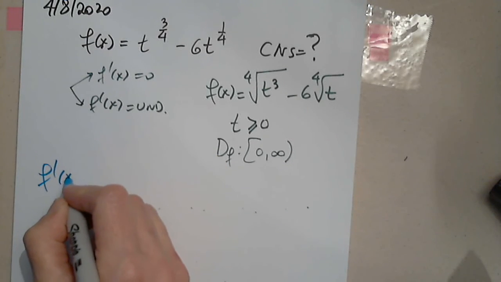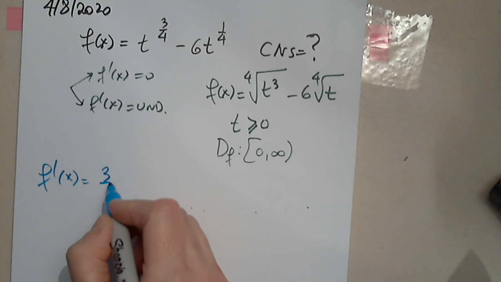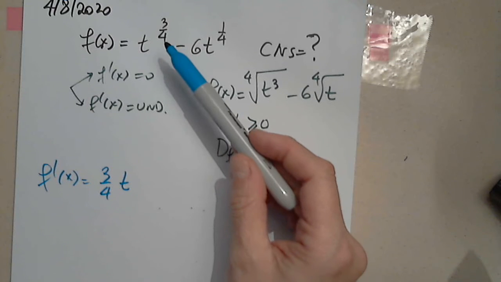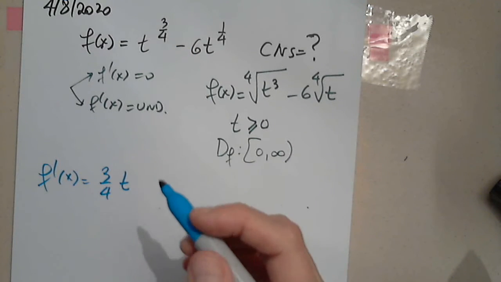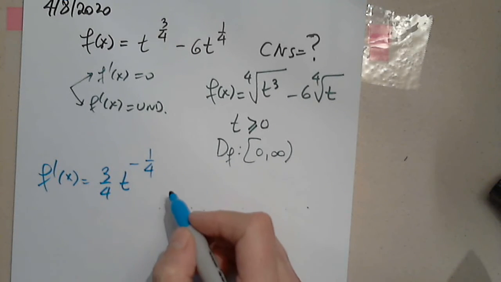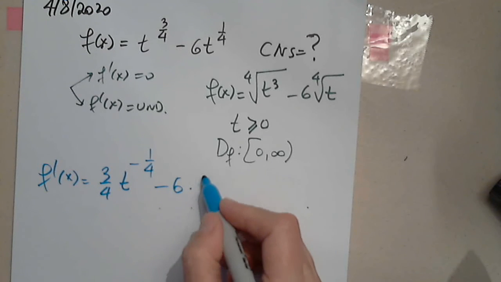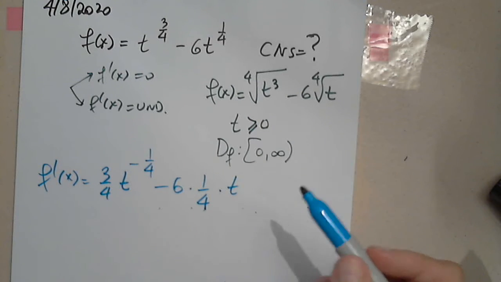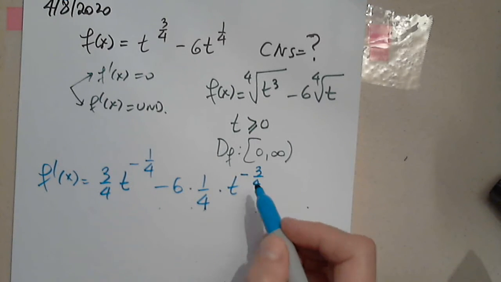So f prime of x is, bring down 3/4, t to the power 3/4 minus 1, which is negative 1/4, minus 6 times 1/4 times t to 1/4 minus 1, which is negative 3/4.